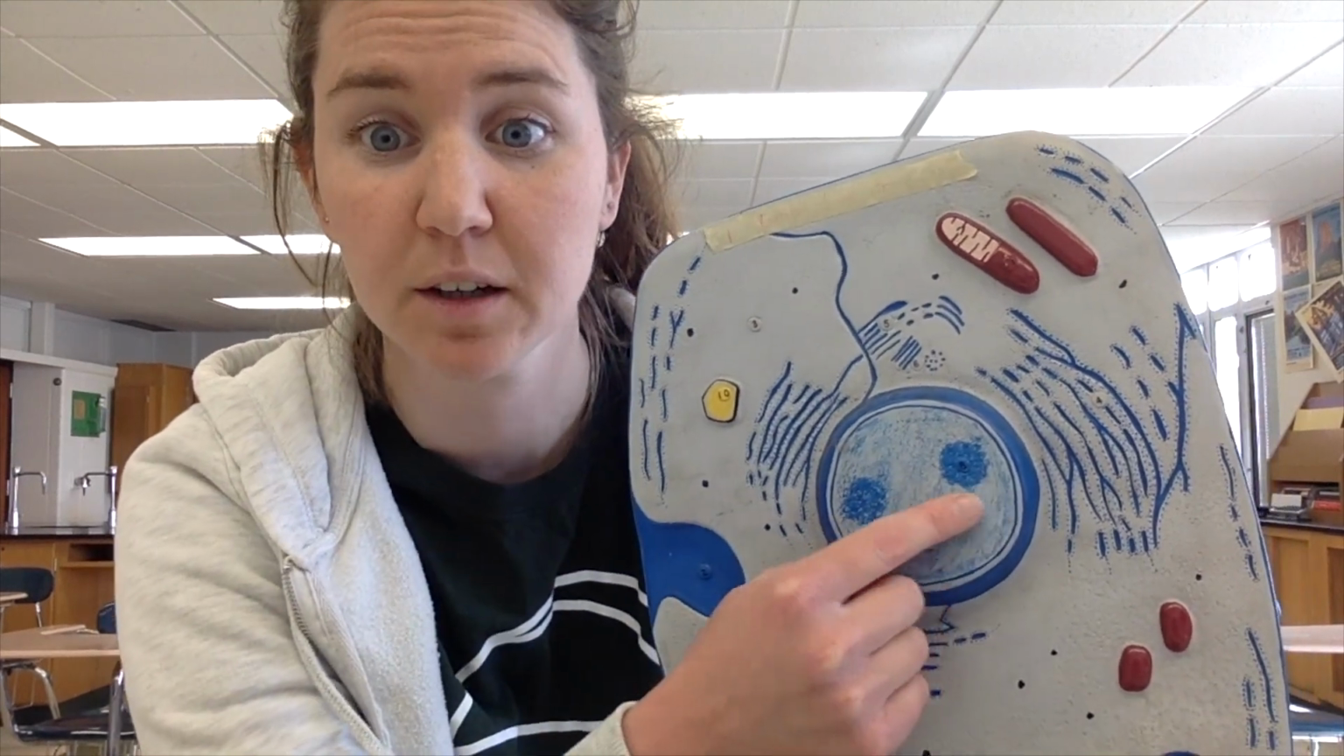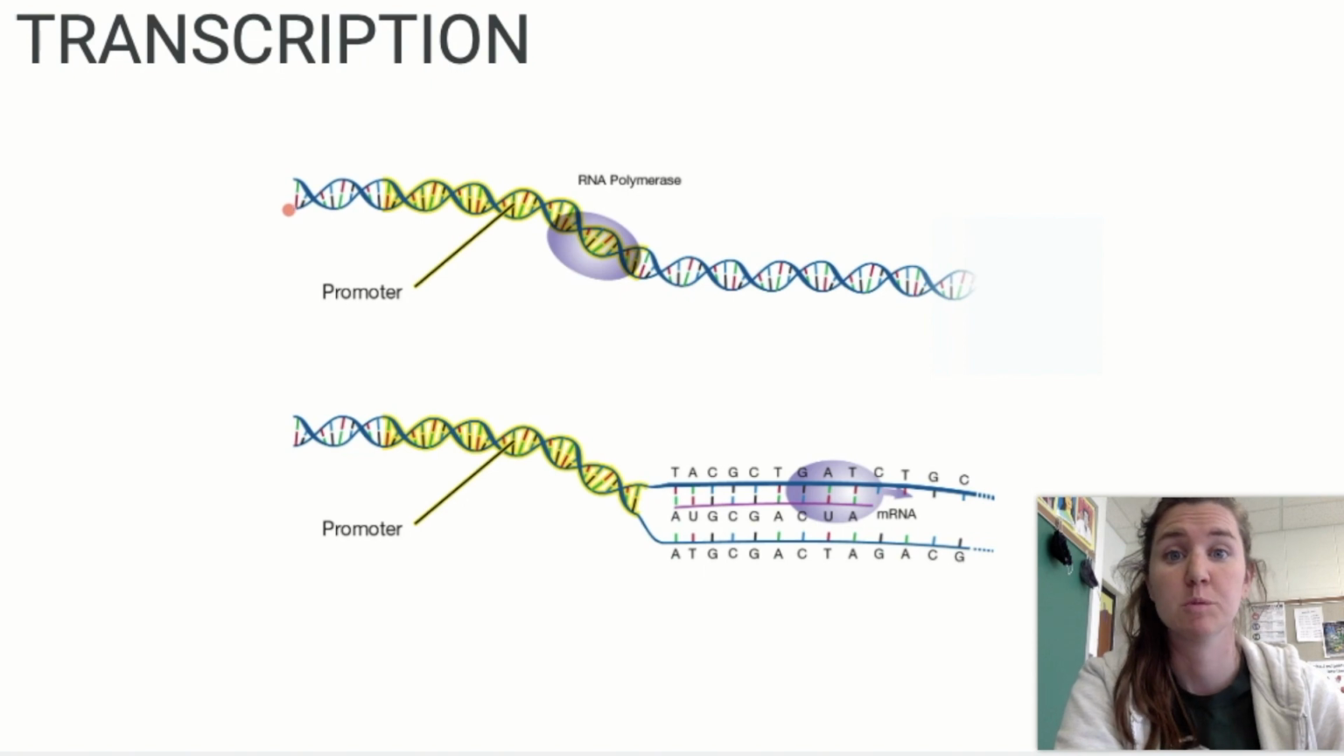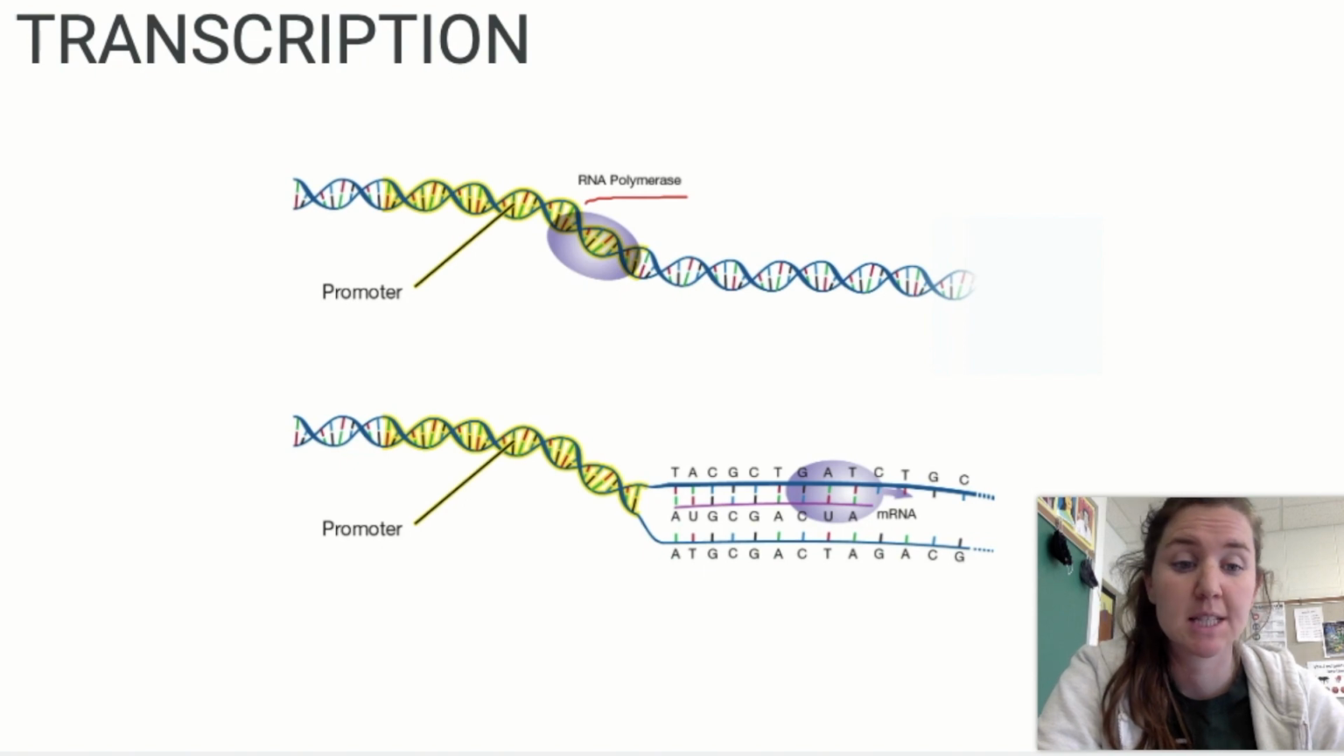Transcription happens here in the nucleus. So we're going to talk about how transcription would happen in eukaryotic cells like ours. Transcription uses an enzyme called RNA polymerase. RNA polymerase is the enzyme that will make our mRNA. On DNA, there are strands called promoters, a specific sequence that tells RNA polymerase, hey, this is where you should start making a strand of RNA.